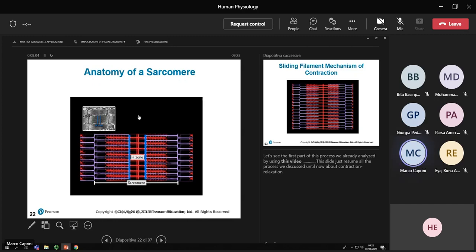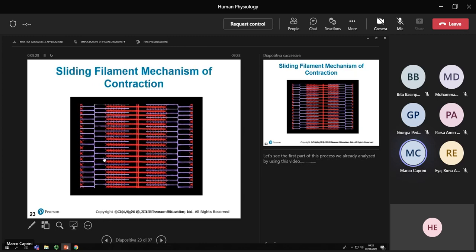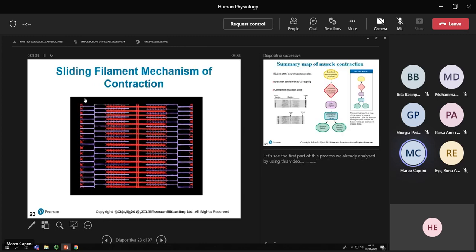Okay, we just see the organization of the sarcomere and what happened in the muscle when the contraction takes place. And this slide just resumes all the process that we discussed until now about the contraction and the relaxation. But what about now the sliding filament mechanism of contraction? Let's check also this video.